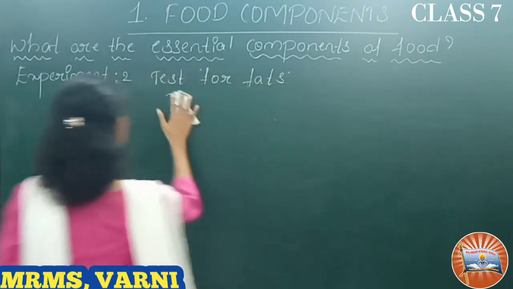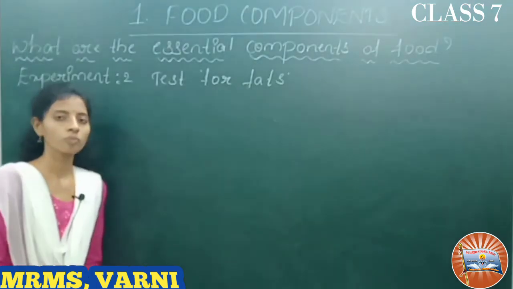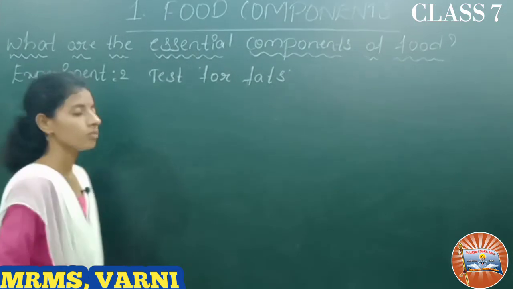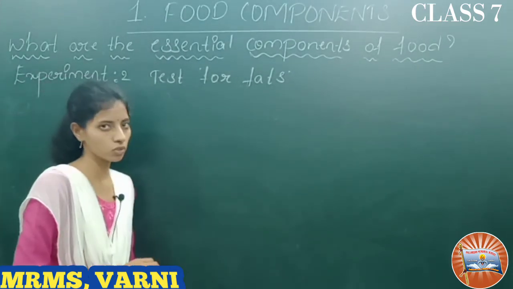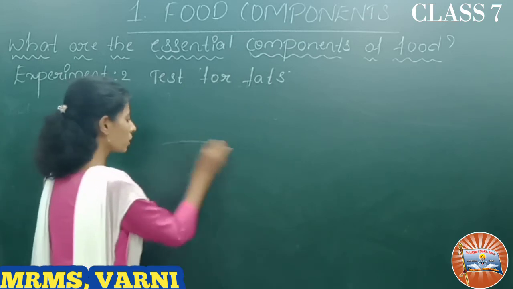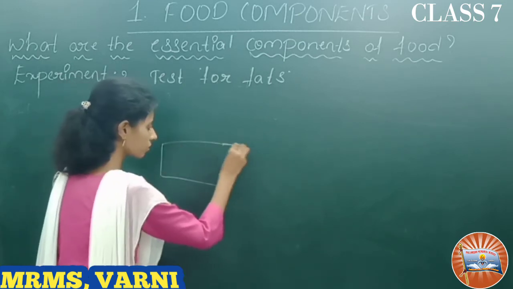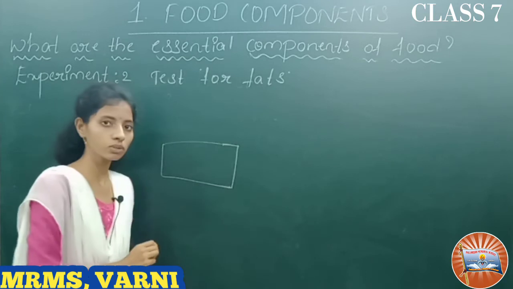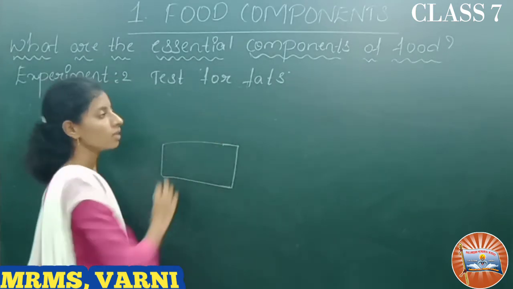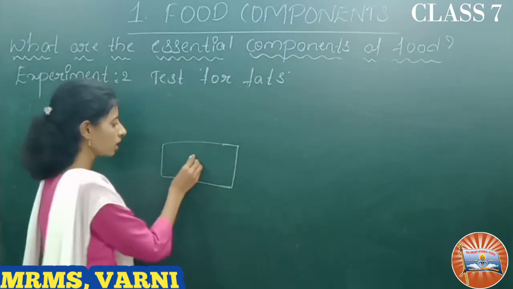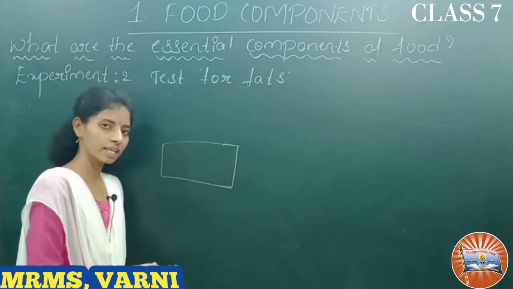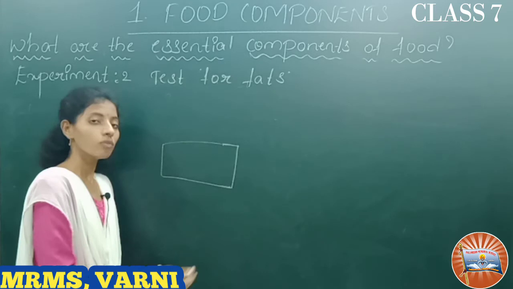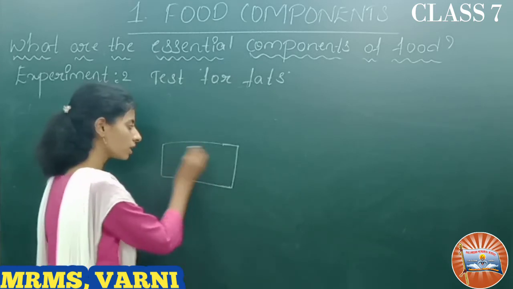Now how can we identify whether a food item contains fats or not? For this we need to take one small piece of paper. On that piece of paper, we have to rub the food item. For example, if we have a potato or oil or ghee or milk, we have to rub that food item on the paper.